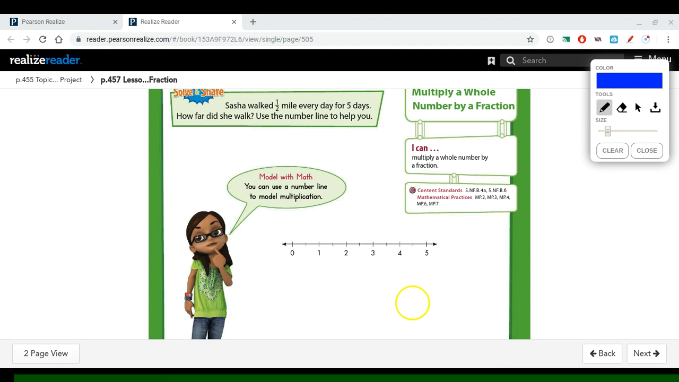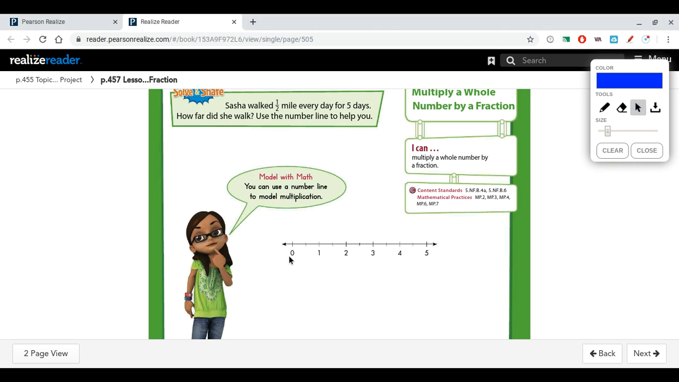So this is the first way that we can model with math. If you take a look here and notice what the number line is broken into, I have 0, a line, and then 1. So it's broken into halves. So I can go 1 half, 1 and 1 half, 2 and a half, 3 and a half, 4 and a half, 5. So that's nice that it's broken into those different values. So when we use a number line to help us with a model, we're going to start with the 0.